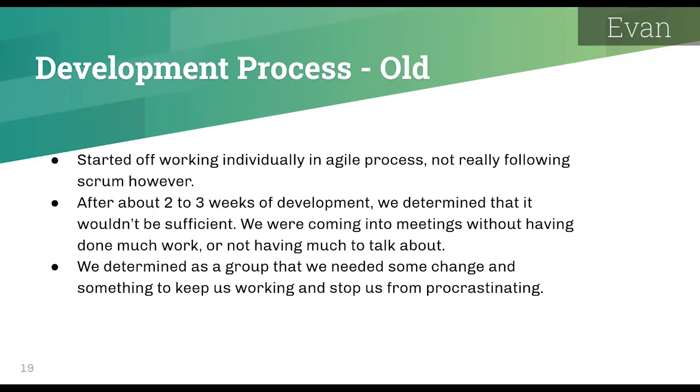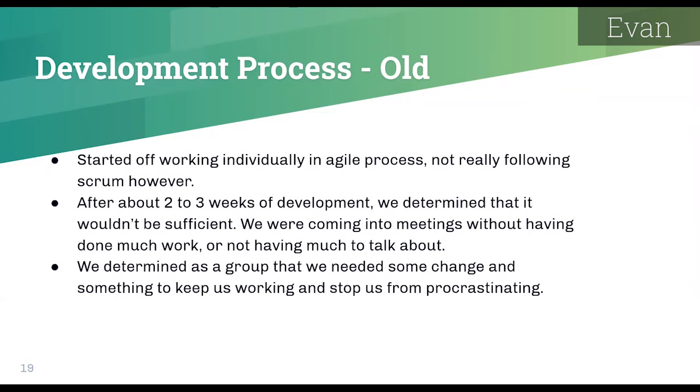So we started working off individually in an agile process. We weren't really following Scrum. What we were doing is we just had a bunch of issues for each level, and we were working on each one individually. This wasn't really working out for us. After about 2 to 3 weeks of development, we determined that it wouldn't be sufficient. We were coming into meetings without having done much work, or not having much to talk about, or just plain out saying, hey, I haven't done much work since the last time we met.